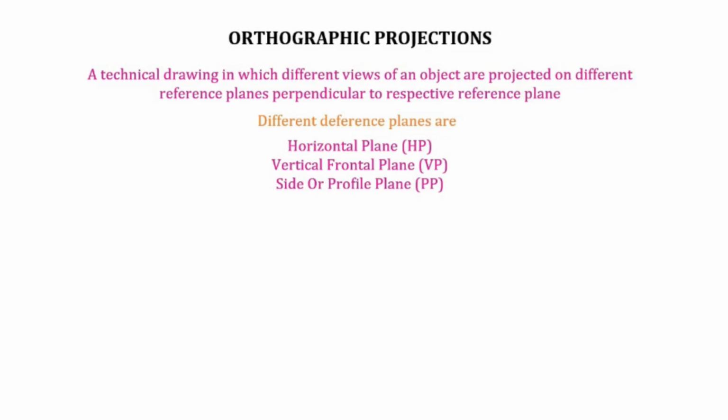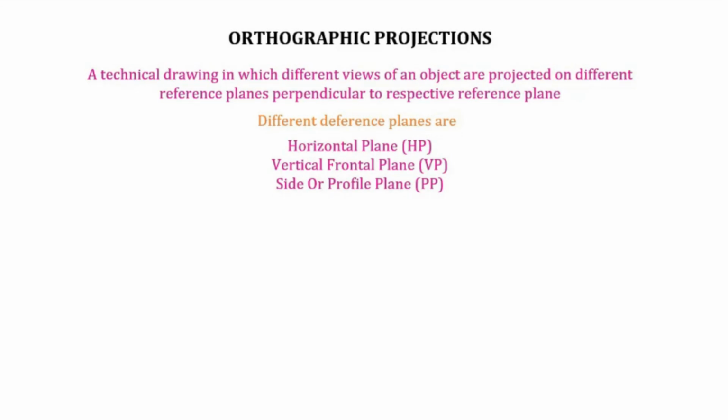So the second important reference plane is the vertical frontal plane. You can assume the vertical plane to be the vertical wall which is in front of you in the room. I hope you are sitting inside a room, and the vertical wall in front of you can be considered to be the vertical plane or vertical frontal plane. So that is the VP.